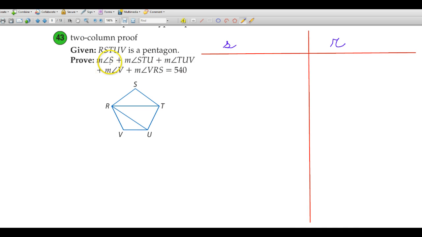Number 43, we are given that RSTUV is a pentagon. We want to prove that the measure of angle S plus the measure of angle STU plus the measure of angle TUV plus the measure of angle V plus the measure of angle VRS is equal to 540 degrees. So we'll start by stating our given information.